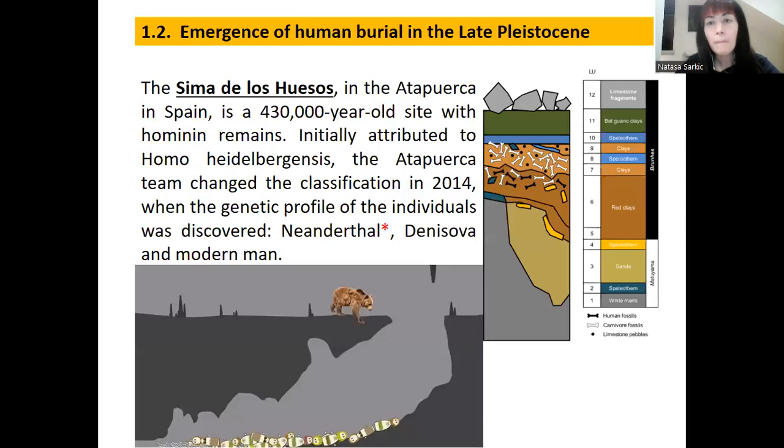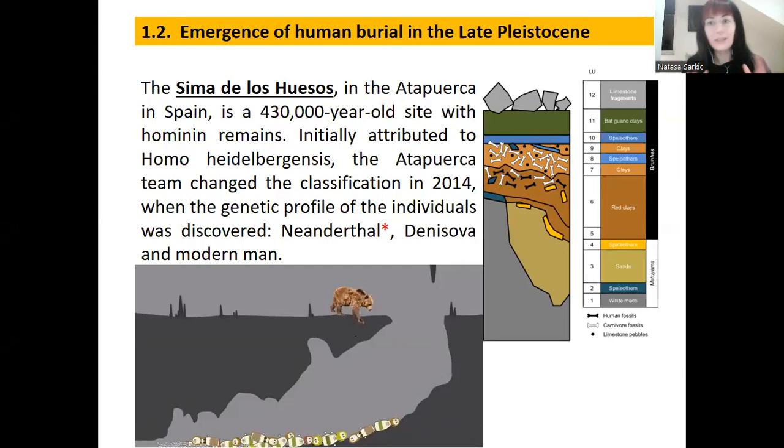Another complicated example is Cima de los Huesos, or the Pit of Bones, in Atapuerca in Spain. You probably know or have heard about Atapuerca. It's an extremely important site in Spain. There we have a quite complex and hard-to-understand situation, where again, in a very distant chamber and part of the cave, in a part that is quite hard to access, a lot of remains of Neanderthals, Denisovans, and modern humans were found, together with plenty of animal bones.